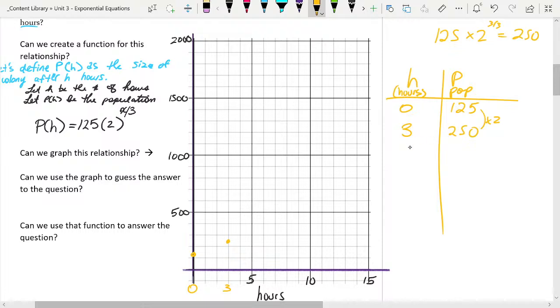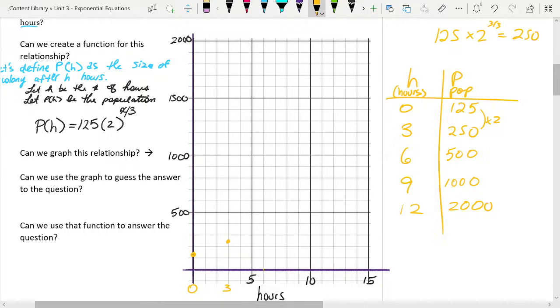When will the next doubling happen? 6 hours, and what will it be? 500. And the next doubling would be at 9 hours, up to 1,000. And the next would be at 12, which would bring us up to 2,000. There's no point going after that, because how high does my graph go? 2,000. So 3 would be at 250. Does anyone else need me to slow down, or are we good? Speak up if I'm going too fast.